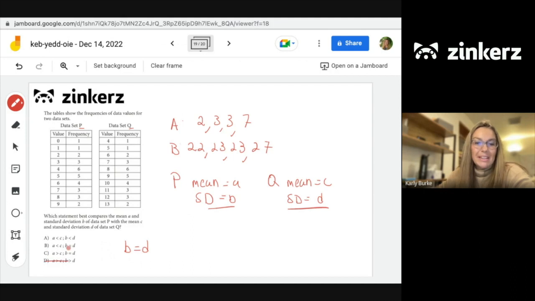So I can eliminate D and I can eliminate A, and now I'm down to B and C. So if I take a look at these, the means of them, I know they're not going to be the same, because they have different values, but they have the same standard deviation. I know that the mean of this data set P, all of these smaller values, is going to create a mean that is less than data set Q, which has all of these bigger values. So that means A has to be less than C. So the answer here is B.